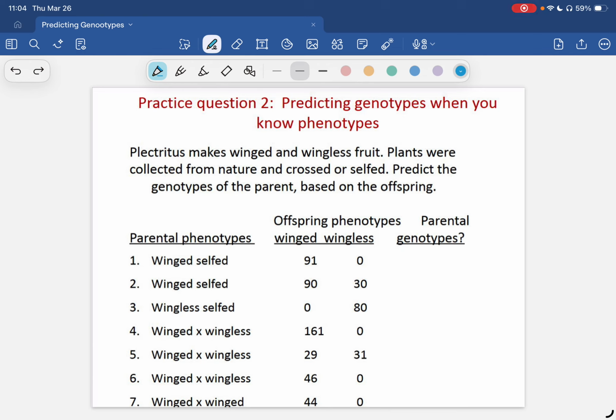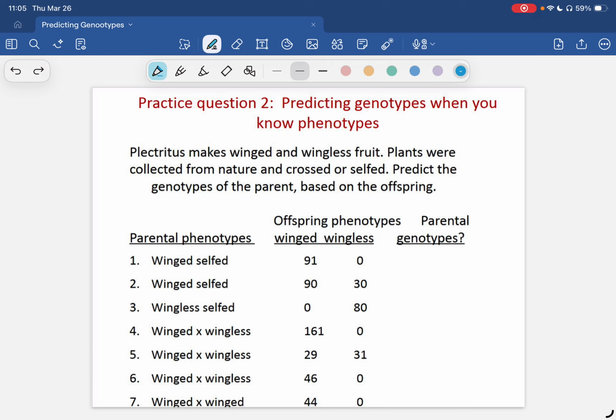So the first thing you want to do when you're looking at these is just look at all of the different offspring phenotypes. So look at the parental and then look at what you're given. So this is basically the product. So in the last example, we were trying to figure out what the product was, like what the ratio for the offspring would be. This time we're given the ratio of the offspring phenotypes and we're trying to figure out what the parents would be.